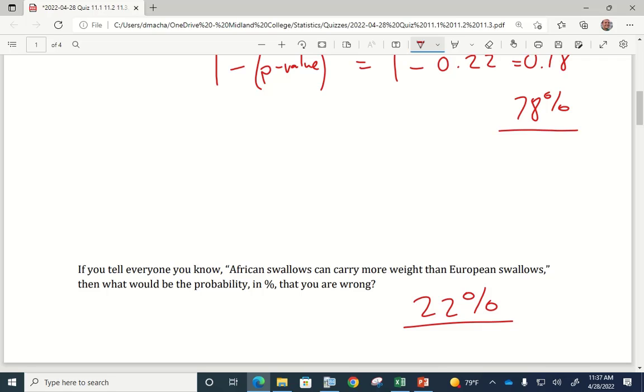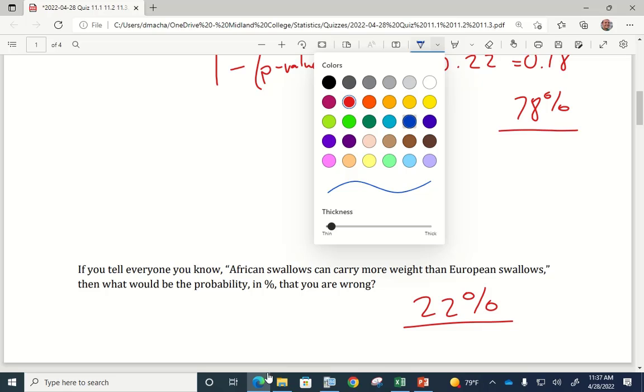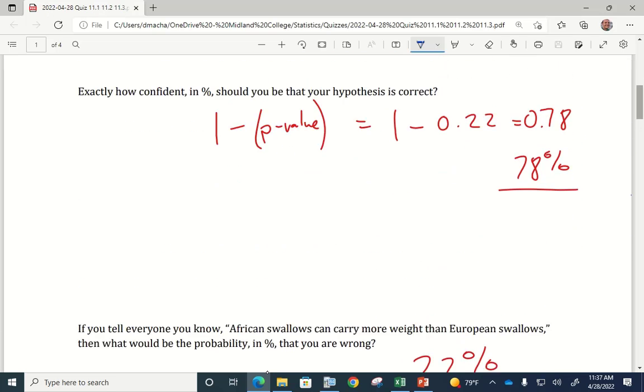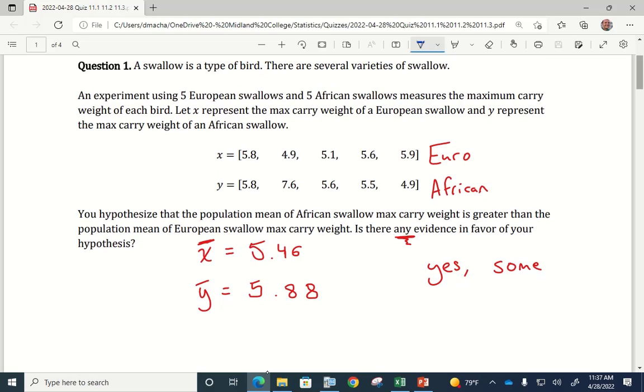So, in my opinion, if there's a 22% probability that I'm wrong about something, I probably don't publish my work. I probably just try to collect more data maybe, or just give up, depending on what kind of claim it is. Questions about this? Hypothesis test regarding 2 population means.